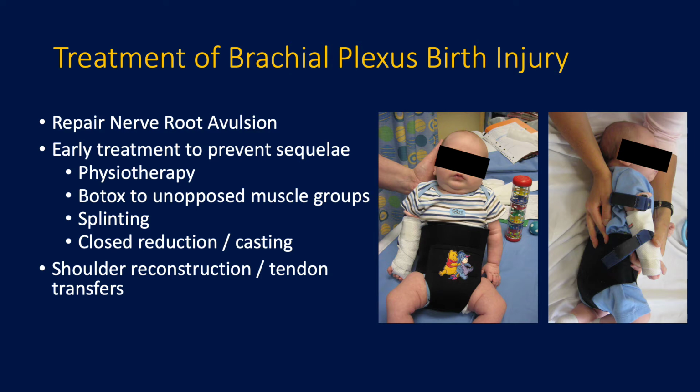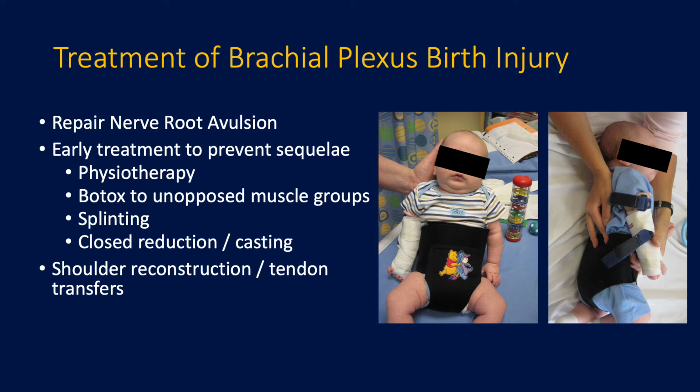Treatment of brachial plexus birth injury includes microsurgical repair of nerve root avulsions and early treatment to prevent the sequela of brachial plexus birth injury. This treatment may involve physiotherapy, Botox to the uninvolved muscle groups, splinting, and at our institution, the Brachial Plexus Clinic has undertaken a program of splinting children in supination and external rotation, as shown on these images.